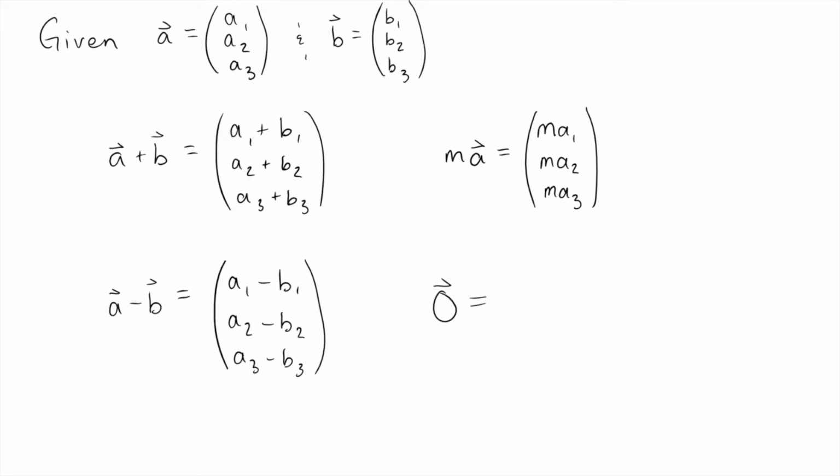The 0 vector also gets a little bit of an upgrade in 3 space. It now has 0 as its x component, y component, and z component. Otherwise, though, all the other rules associated with the 0 vector stay the same.